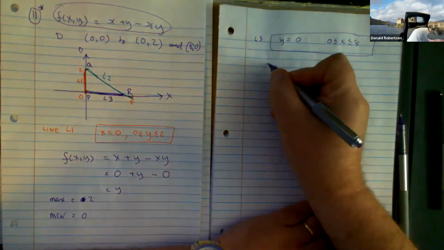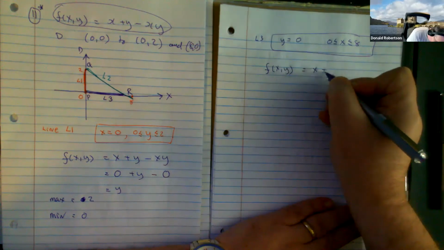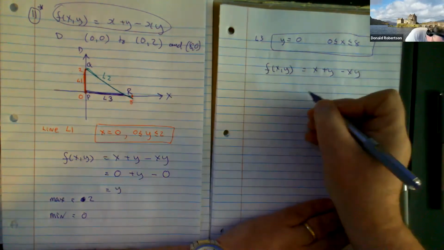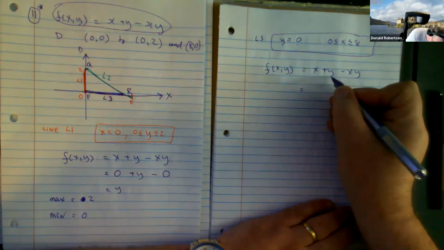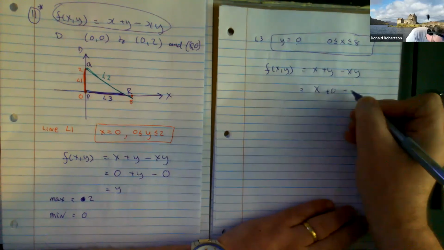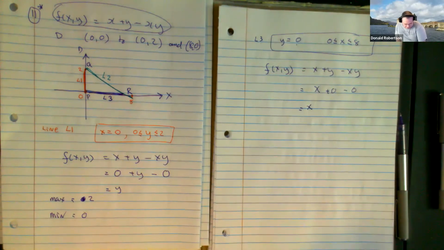I then take my function that I'm interested in finding absolute max and mins of, which is this one. And I'm going to use the fact that y equals 0. If I use y equals 0 here, don't you get basically x? Don't the other two get killed off?